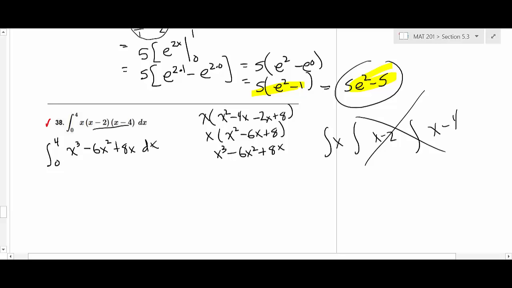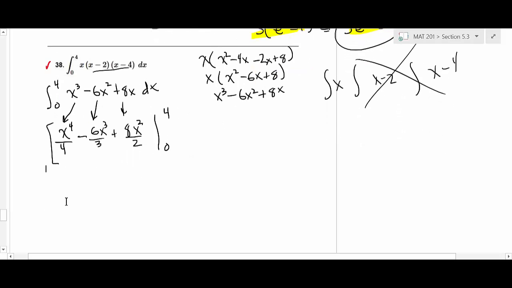All right, so what we need to do from here is just do the antiderivative. This should hopefully be a real basic one to you. What's that? That's x to the 4th over 4. Next one, 6x to the 3rd over 3. And the next one, 8x to the 2nd over 2. Power rule is going to keep showing up. And then that whole thing gets evaluated from 0 to 4.